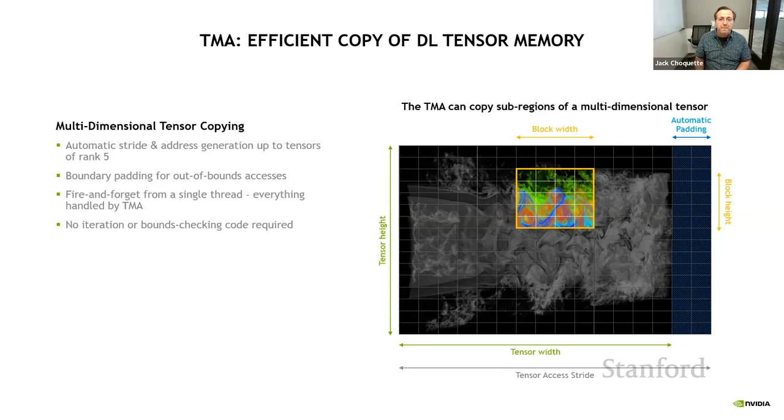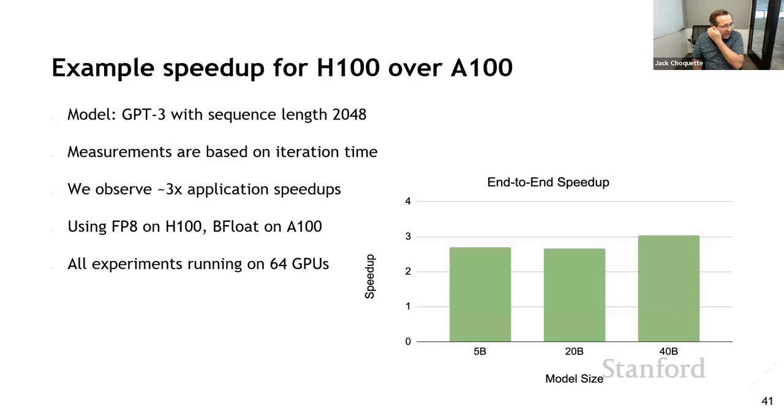So you can see, taking all that in, how much end-to-end speedup we get on a model like GPT-3 with sequence length 2048. You can see that we get almost a 3x speedup using FP8 on H100 versus using BFloat16 on A100. All experiments were done running on 64 GPUs.